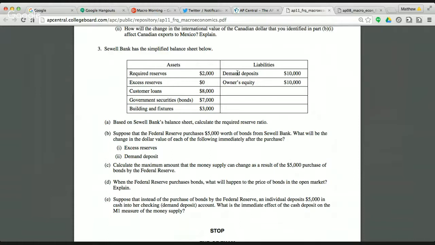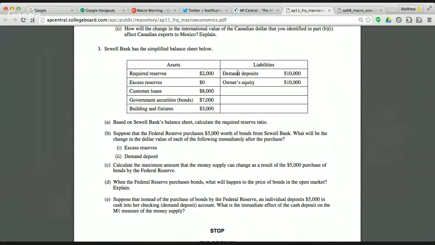Okay? So yes. Because the bank sold them, the Federal Reserve bought them. So the bank handed me bonds, I handed the bank cash, they put it all into excess reserves. All right. So are we good with that part? Awesome. C, calculate the maximum amount that the money supply can change as a result of this $5,000 purchase.